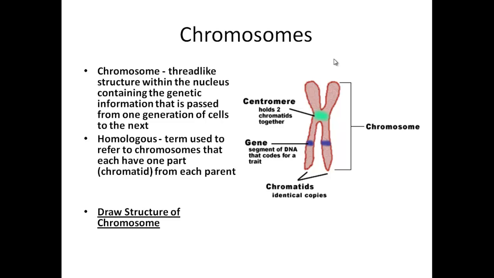On the right-hand side, you've got a chromosome. So if you look at the whole X structure, that's a chromosome. It's two threads. Each one is called a chromatid. It's held together by a centromere. And then if you were to zoom in on that chromosome, you'd see a gene, which is just a segment of DNA that codes for a trait. And if you were to zoom in really close, it's just DNA that's been wound. So it's a long strip of DNA that's been wound around proteins.